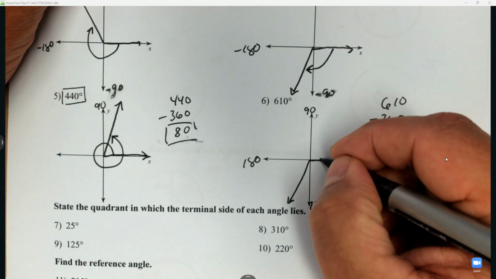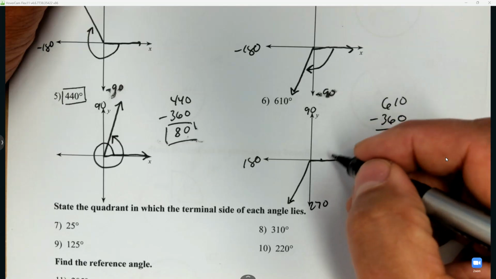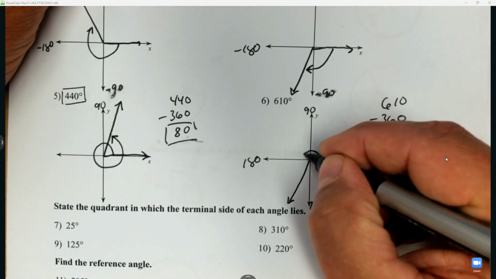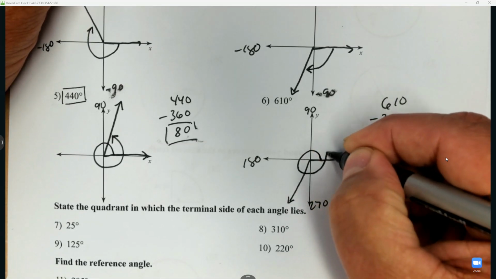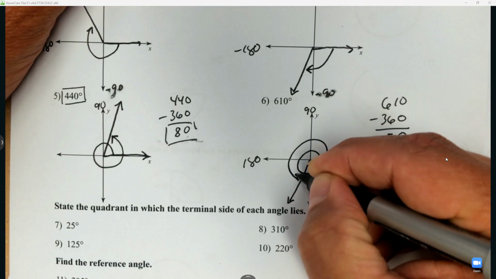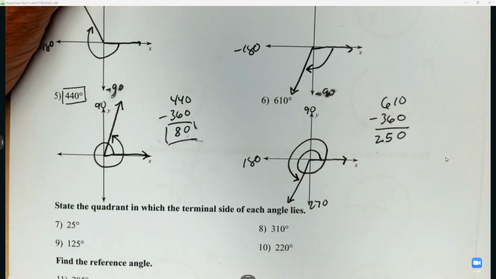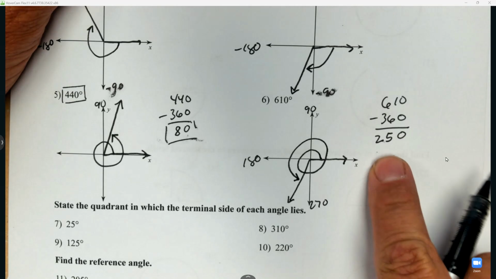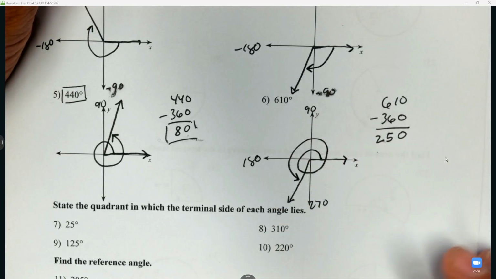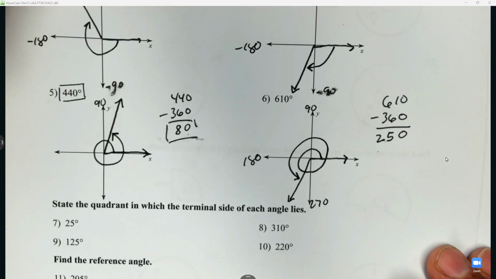So I'm going to start on my initial side. I'm going to go counterclockwise and rotate. One rotation is 360. I continue to rotate, and then I end at that terminal side. And again, 250 and 610 are called coterminal. They share the same terminal side.